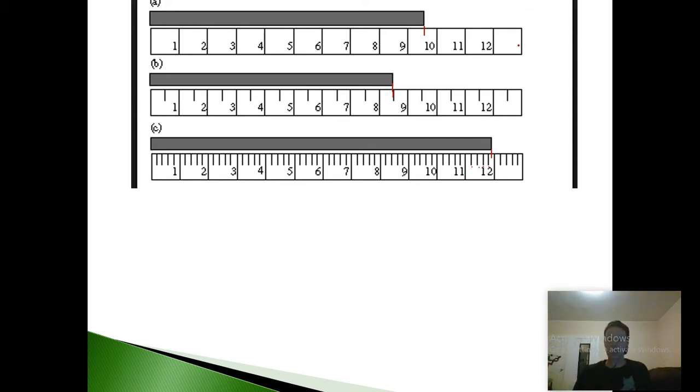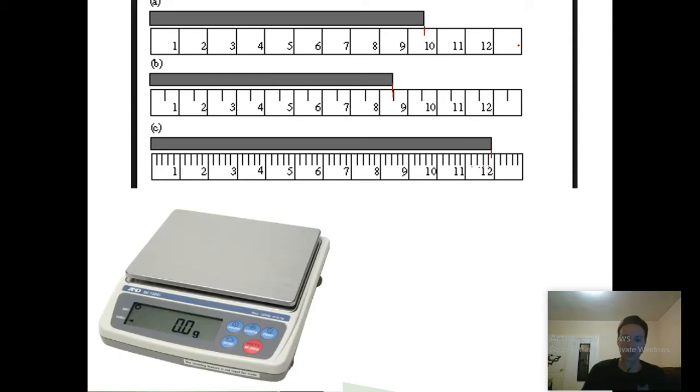So in science, we have different tools to measure different things. In this case, these are all rulers, but some of them allow us to be more precise than others. This is a mass balance. If you notice here, this only has one decimal place. So if I put this pair of scissors on it, it might tell me that these scissors are 12.2 grams.